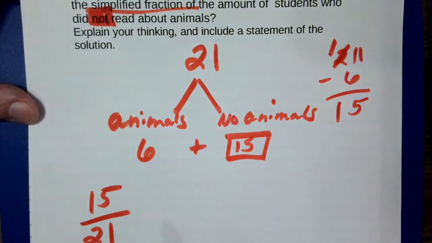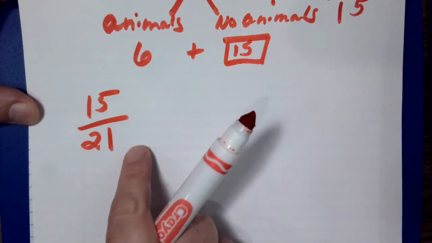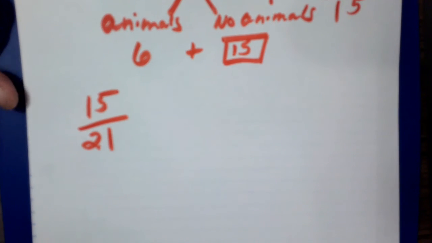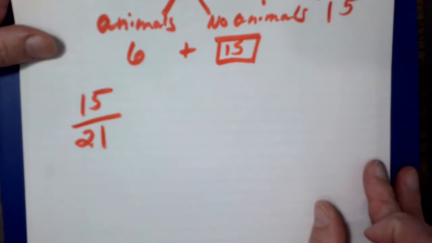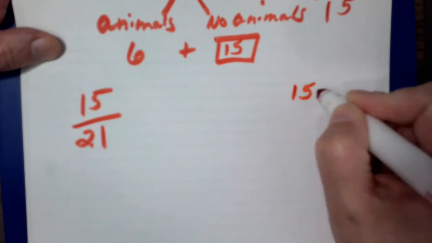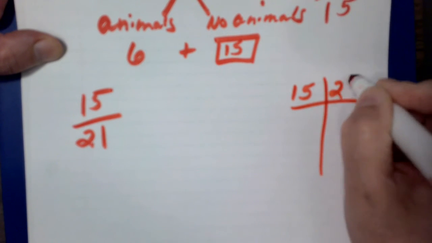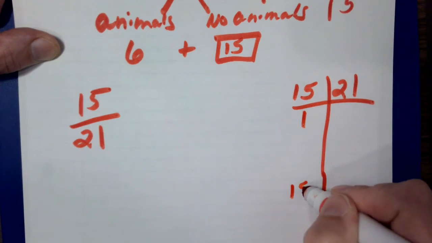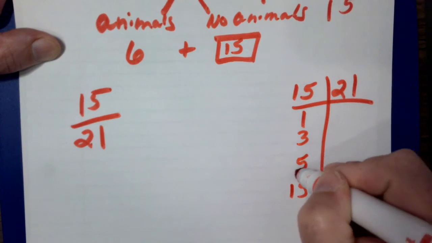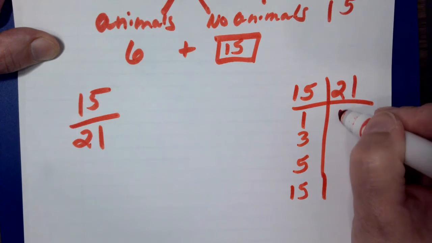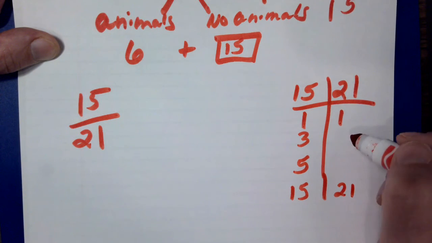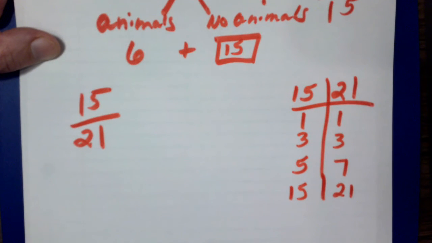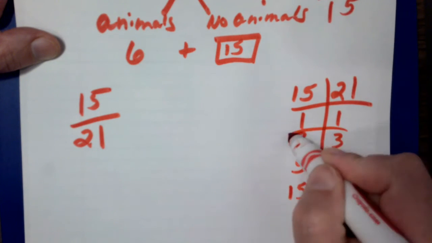Okay, so the simplified fraction, I need to look at, can 15/21 be simplified? So what I'm going to do is the same process that I've done for my other simplification problems, and I'm going to make my t-chart. So 15 and 21, what are the factors of 15? Well, they are 1 and 15 and 3 and 5. And for 21, it's 1 and 21 and 3 and 7. So the greatest common factor between the two of them is 3.